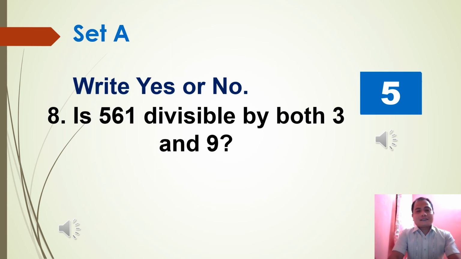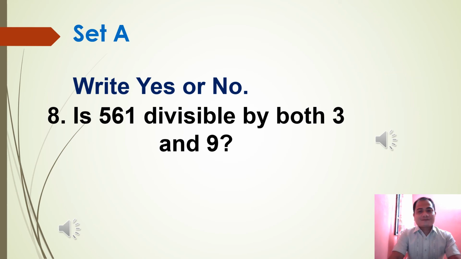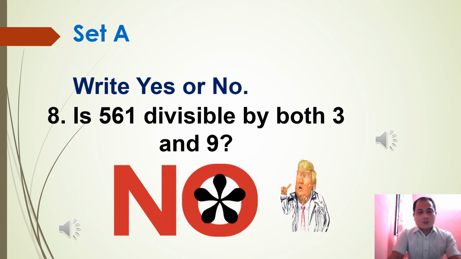Okay, number 8. Is 561 divisible both by 3 and 9? Let's find out. 5 seconds. Okay, what do you think is the answer? No. 5 plus 6, 11 plus 1 is 12. 12 is only divisible by 3 and not divisible by 9. So therefore the answer is no.